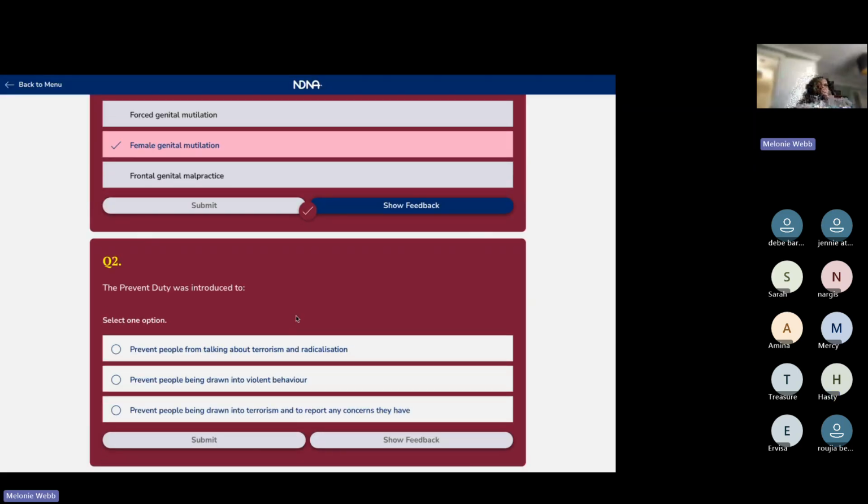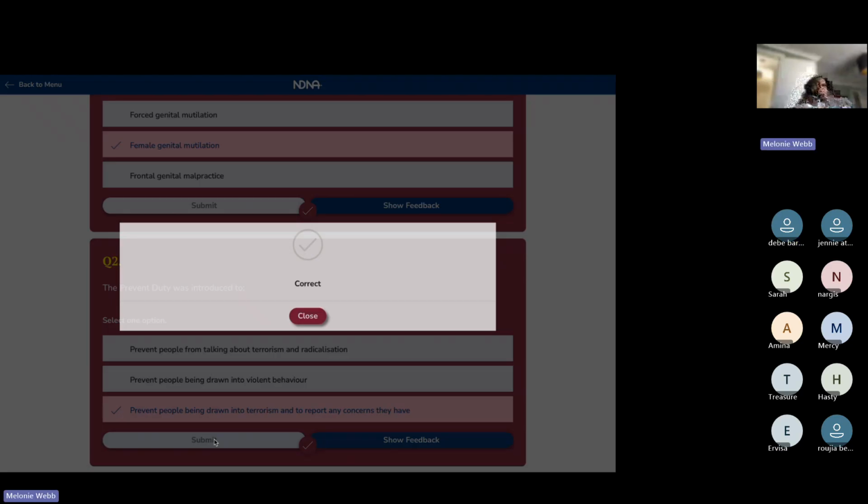The prevent duty was introduced to 1, prevent people from talking about terrorism and radicalisation. 2, prevent people from being drawn into violent behaviour. 3, prevent people from being drawn into terrorism and to report any concerns that they have. Yeah, 3. 3. I hope so.